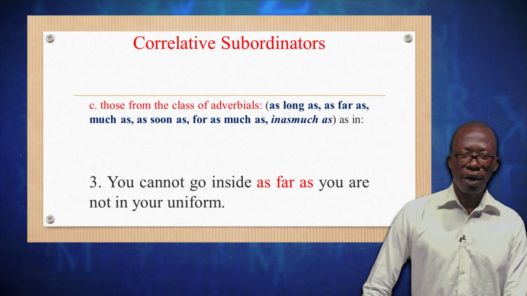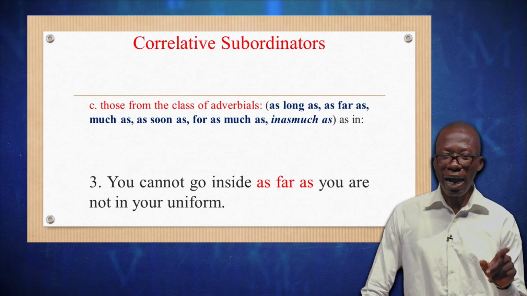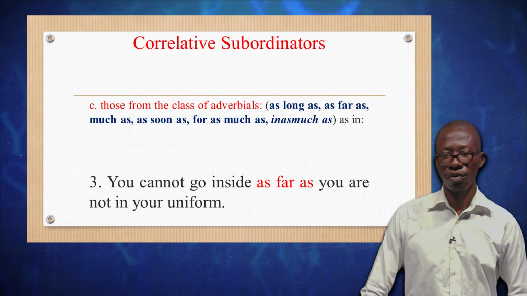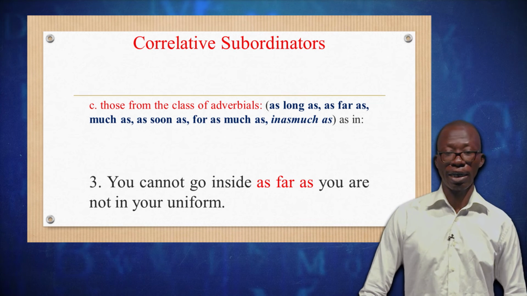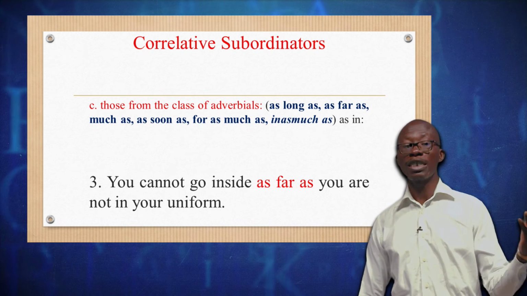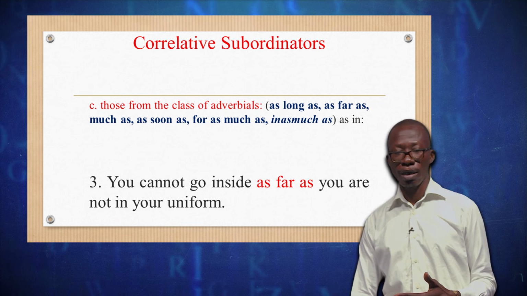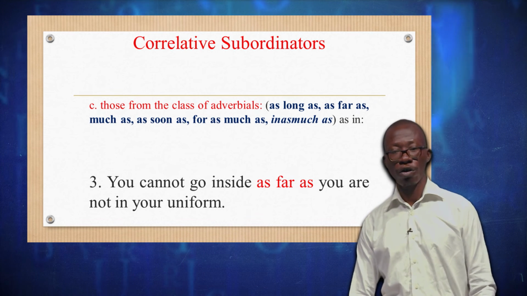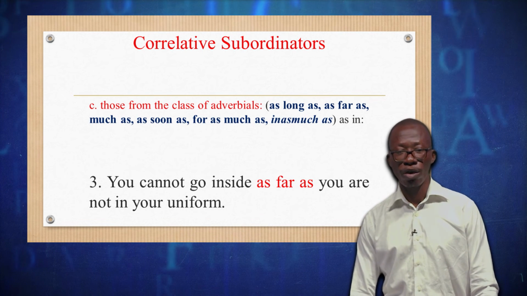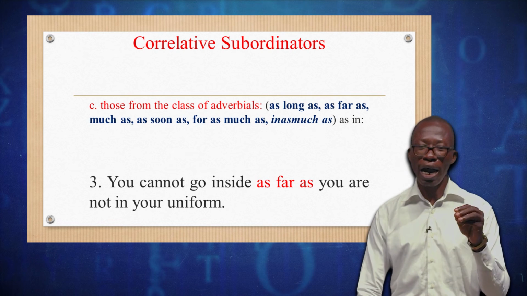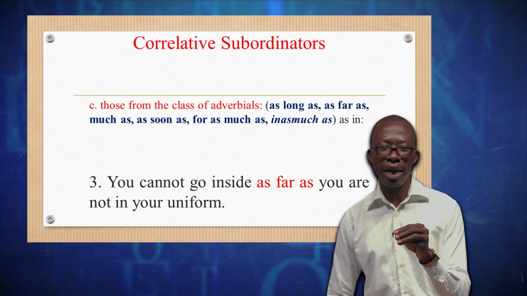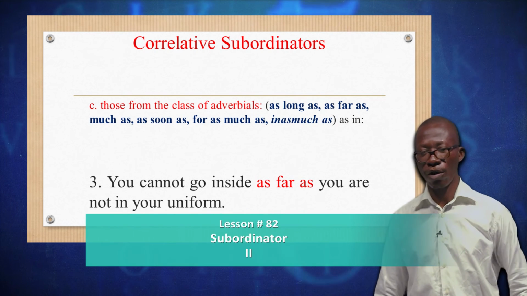Sentence 3: You cannot go inside as far as you are not in your uniform. So here, the condition for you to go inside is for you to be in your uniform. Otherwise, no way for you inside. So we have "as far as you are not in your uniform," depending on "you cannot go inside" for a complete meaning.